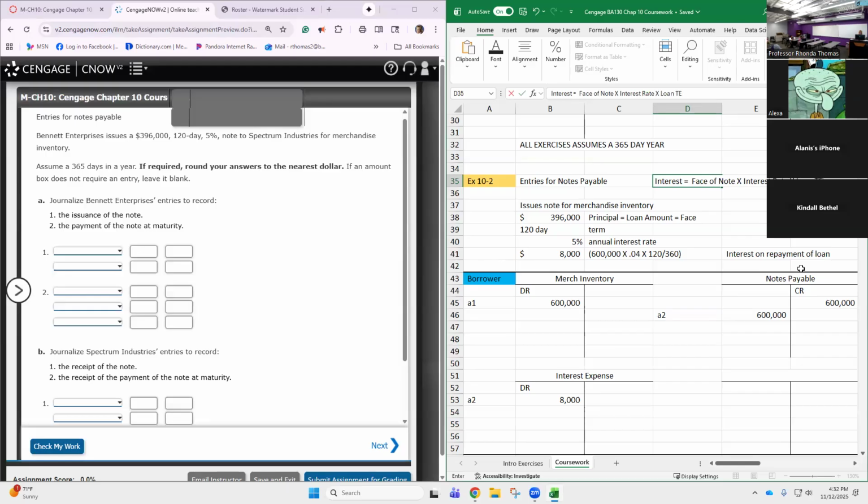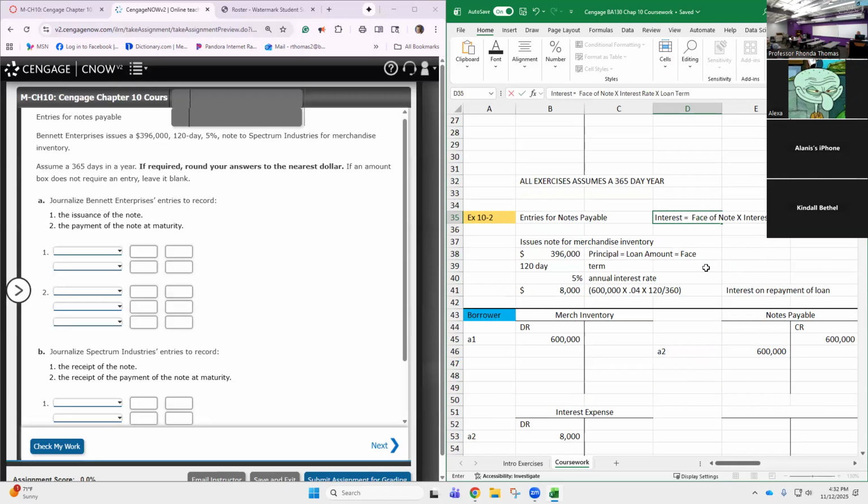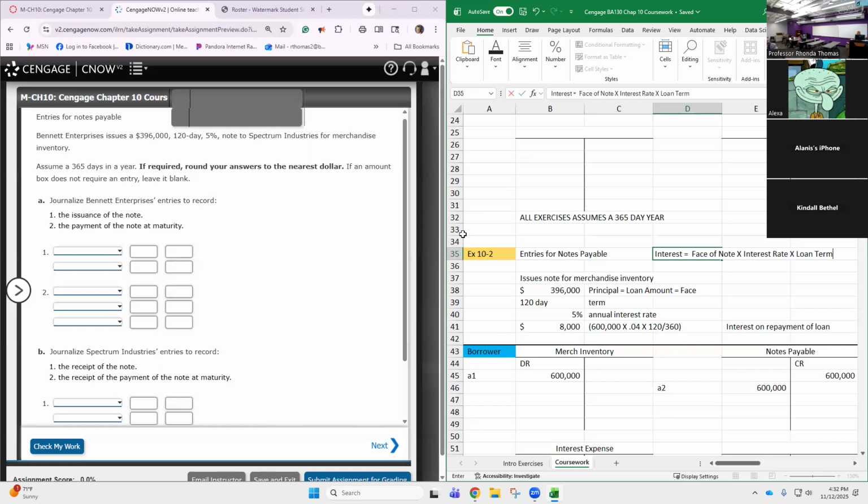So the thing you need to understand about interest rates is interest rates are stated annually, okay? And what that means is when you see that this shows 5% interest, that 5% interest would be if we had this loan for a full year. Everybody with me? If it was a full year, we would take the face of the note times the interest rate times 1 year. But since this is a 120-day note, we have to modify one part of this calculation, okay?